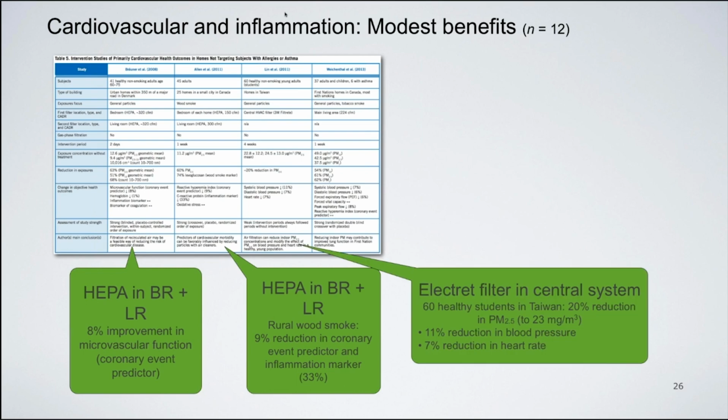There we go. And in the next study, the electric filter in the central air system, so that's the air conditioner or the heating system. 60 students in Taiwan, 20% reduction in PM 2.5 to 23 milligrams per, would that be milligrams or micrograms? Micrograms. Sorry about that, Terry. Micrograms. That's what I thought, per cubic meter. 11% reduction in blood pressure and 7% reduction in heart rate.